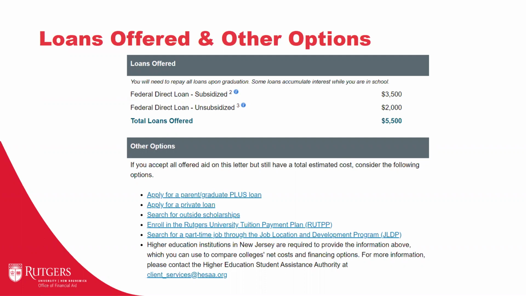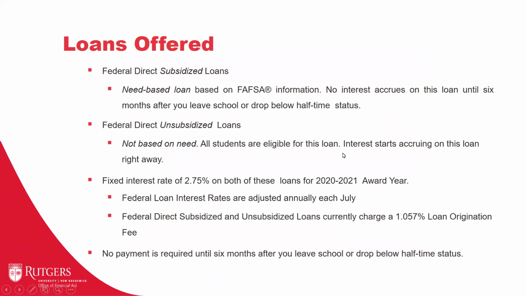Okay, and then towards the bottom of the award letter, we'll have other options. Of course, these are other financing options for students. If you don't receive a scholarship, you're not eligible for any form of grants, and you're only receiving loans, these are other options that parents and students can look into. We have the Parent Plus loan, the private loans, and other outside scholarships that students can also look into applying for. Okay. All right. So this is, of course, more details in regards to the loans.